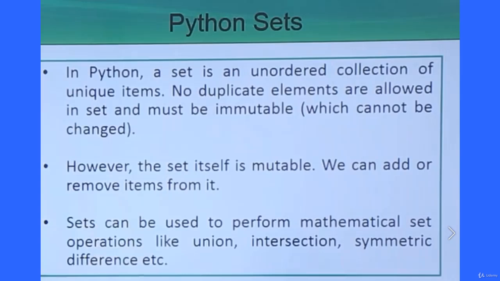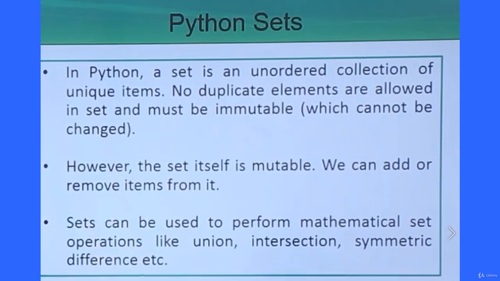Python sets. That is another data type available in Python. In Python, a set is an unordered collection of unique items. No duplicate elements are allowed in a set, and elements must be immutable, which means they cannot be changed. However, the set itself is mutable; we can add or remove items from it.